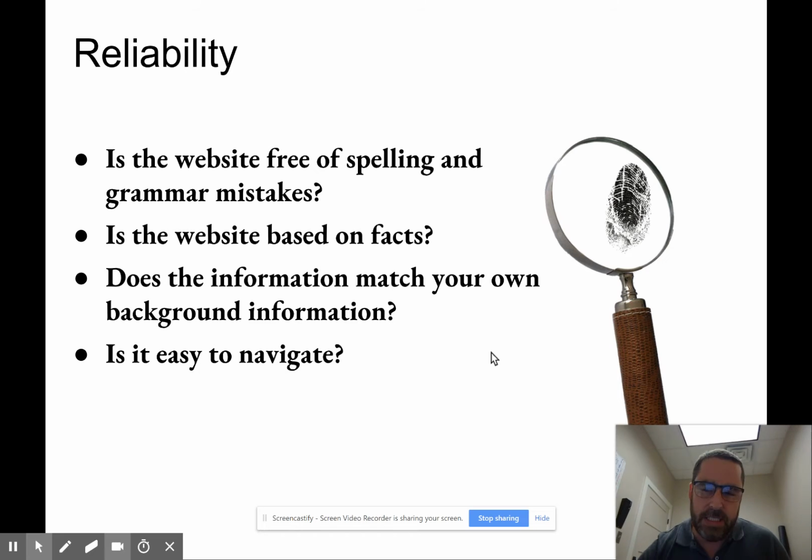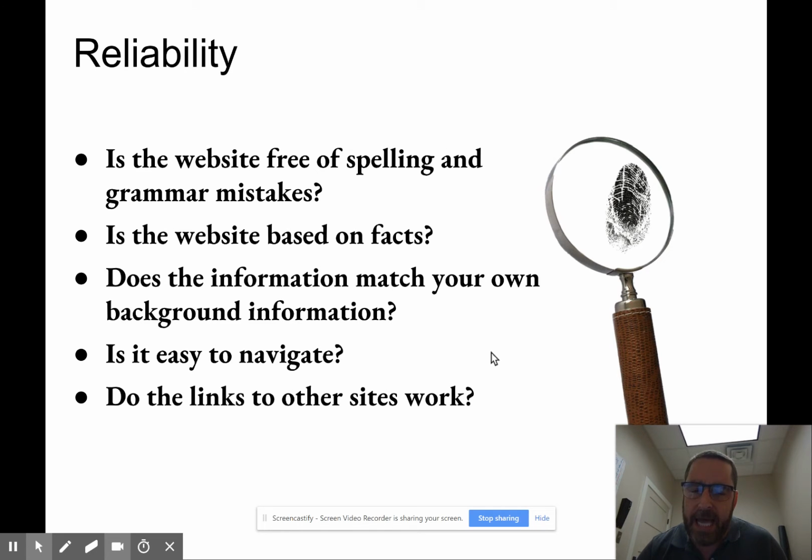And also, this is another big one. Is it easy to navigate? So can you get around this website easily? If it's confusing, if it's hard to get around, it might not be reliable, but also don't waste your time with it. If you do any sort of Google search on any topic, you're going to come up with at least thousands of websites to look at. So don't waste your time with one that's kind of confusing.